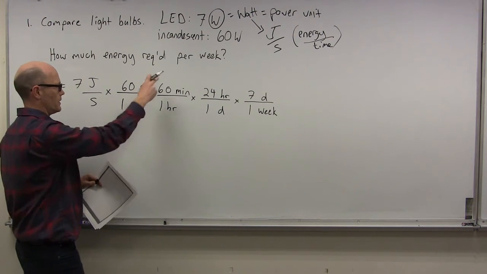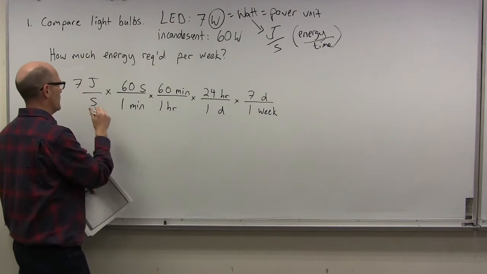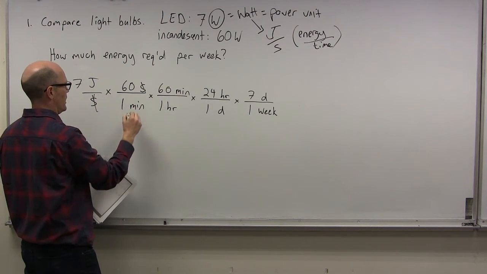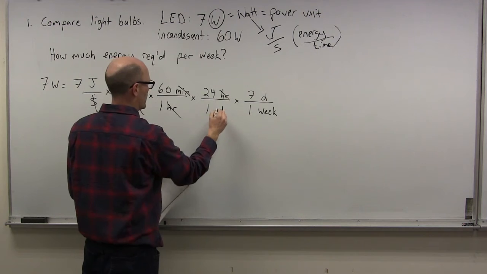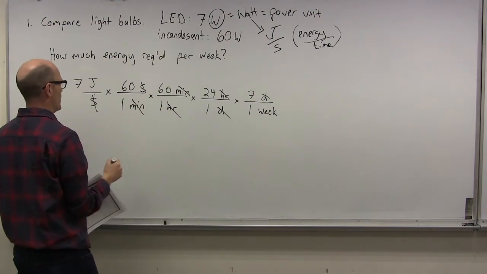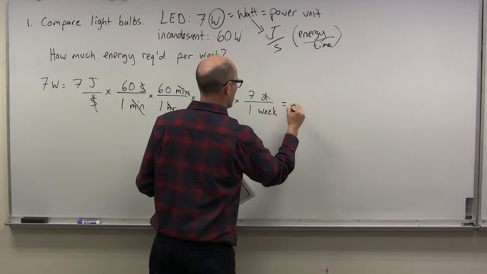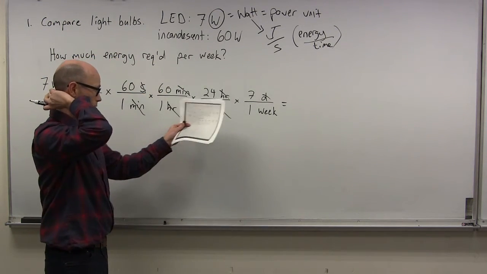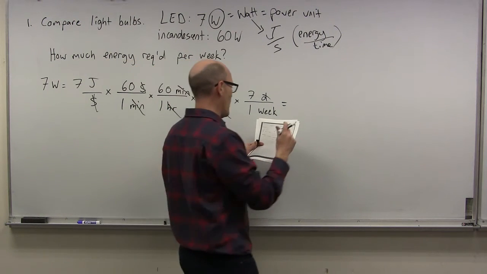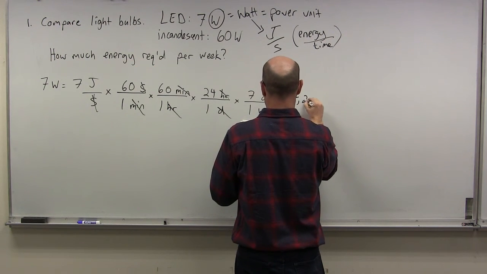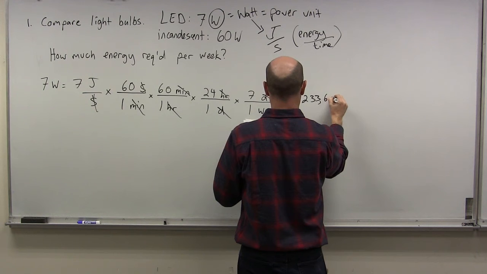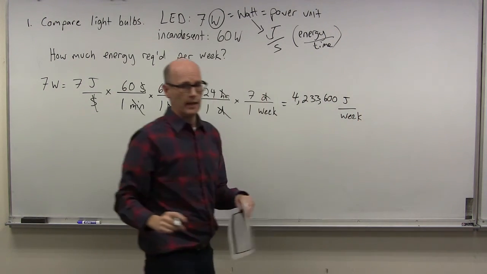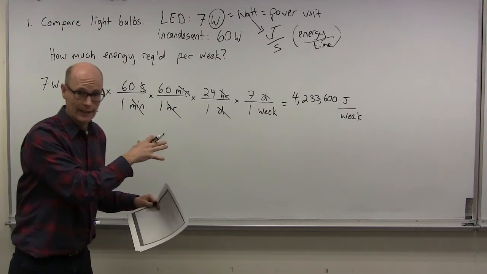There's 60 seconds in 1 minute, 60 minutes in 1 hour. These are all units, but they will help us change our units so that the seconds cancel out, minutes cancel out, hours cancel out, days cancel out, and we end up with joules per week. So all we can do is multiply across here, and we'll get a big number. We'll get 7 times 60 times 60 times 24 times 7. If you do that math, you end up with 4,233,600 joules per week for the LED.